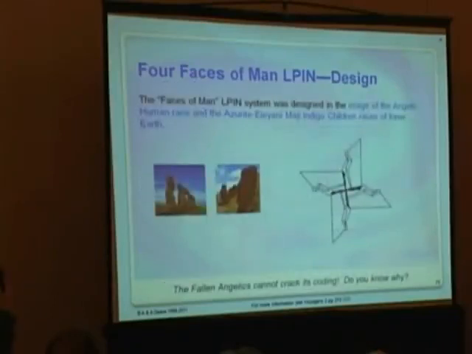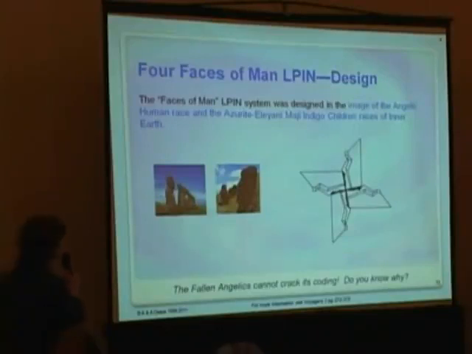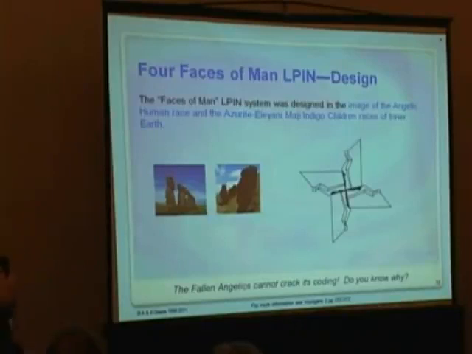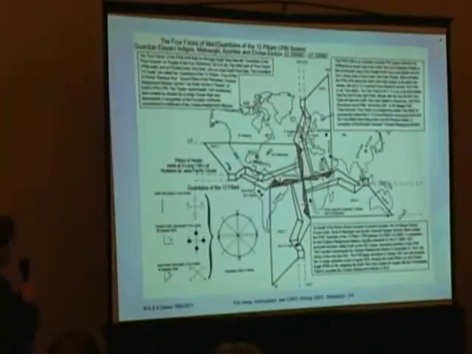So the Four Faces of Man LPIN system was designed in the image of the angelic human race and the Azurite Iani Magi Indigo children races of inner earth. Does anybody recognize these? Exactly, Easter Island. Those structures were put in by the Iani. So this is the one that you actually have in your handout. Okay, I told you it was going to activate cellular memory, didn't I?